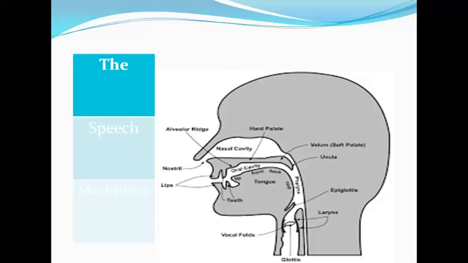The pulmonic airstream mechanism is the most commonly used speech mechanism to produce sounds. In this mechanism, the lungs and the respiratory muscles play the most important role. Here, the wind from the lung enters the larynx. Which one is the larynx? Larynx is situated at the top of your throat, and it is also called the voice box. It is obviously involved in production of sounds.